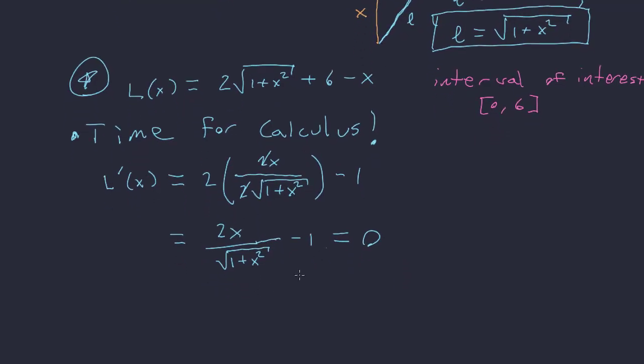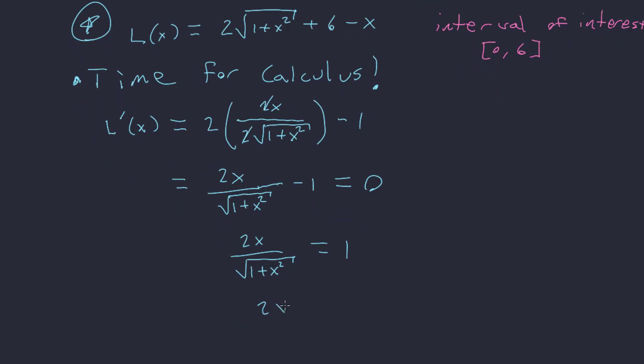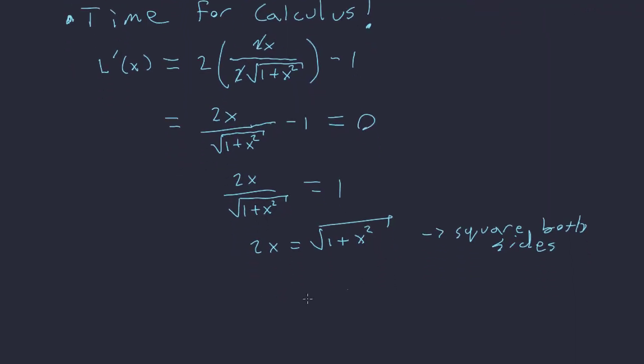Whenever you have situations like this, there's a lot of ways we could go about it, but I would start by moving the 1 over to get 2x all over the square root of 1 plus x squared on one side and 1 on the other, and then multiply this square root of 1 plus x squared over to the other side to get that 2x is equal to the square root of 1 plus x squared. And then we square both sides. When you square both sides, you'll get 4x squared on the left side, and the square root just goes away, and you get 1 plus x squared on the right side.